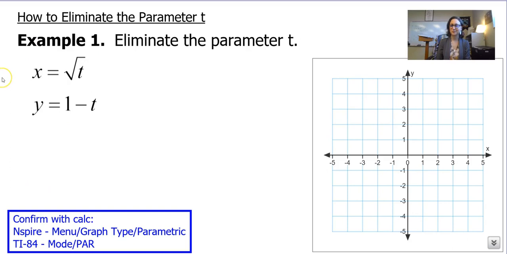All right, I'm going to force another pause on your screen. Can you please copy the x and y equations here? Then we're going to work example 1 together.